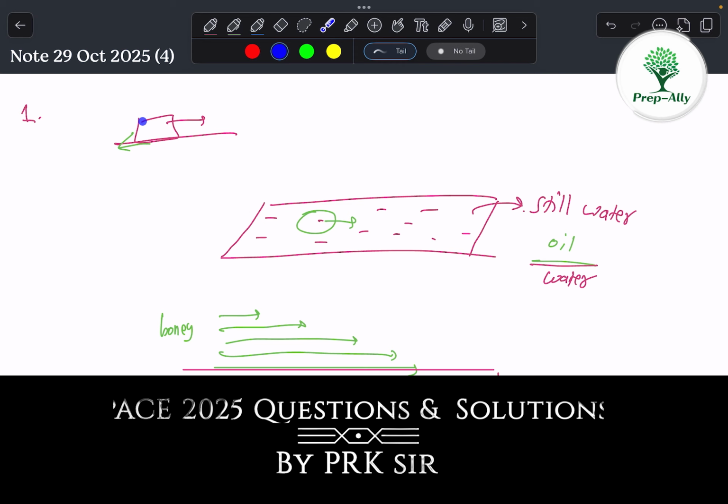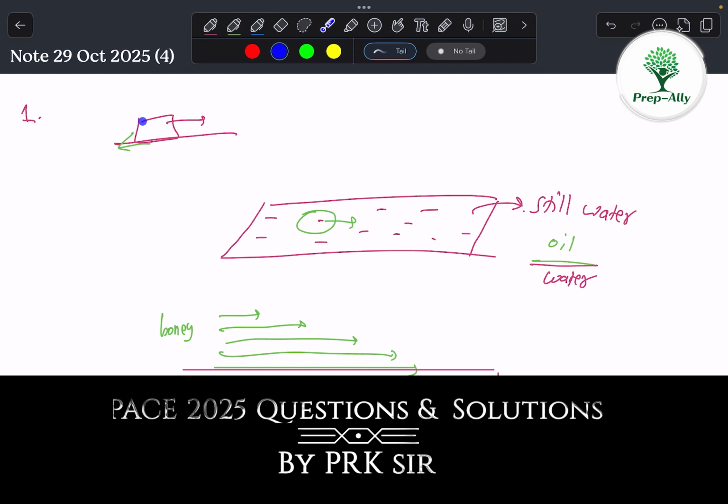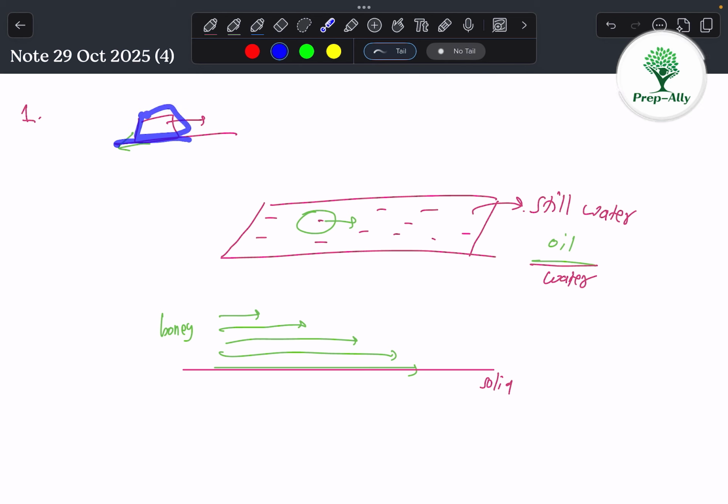Okay, in the first question, first of all, we know that there is a friction between two solid surfaces because of interlocking. The bottom surface of this block and the top surface of this ground are interlocked like this. How hard they are pressed against each other will determine how nicely they are interlocked. So the friction depends on the normal reaction. So we know that the friction force exists between two solid surfaces.